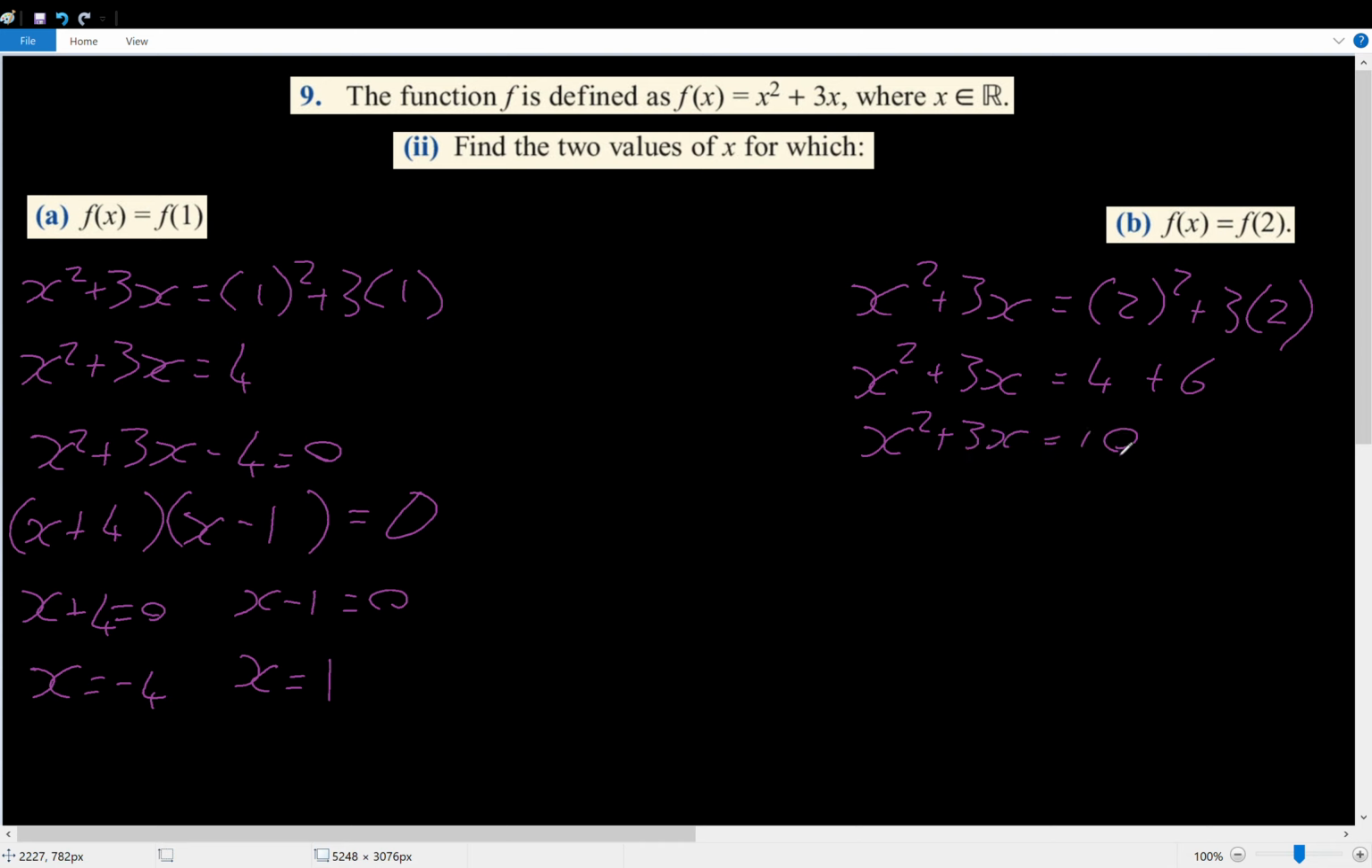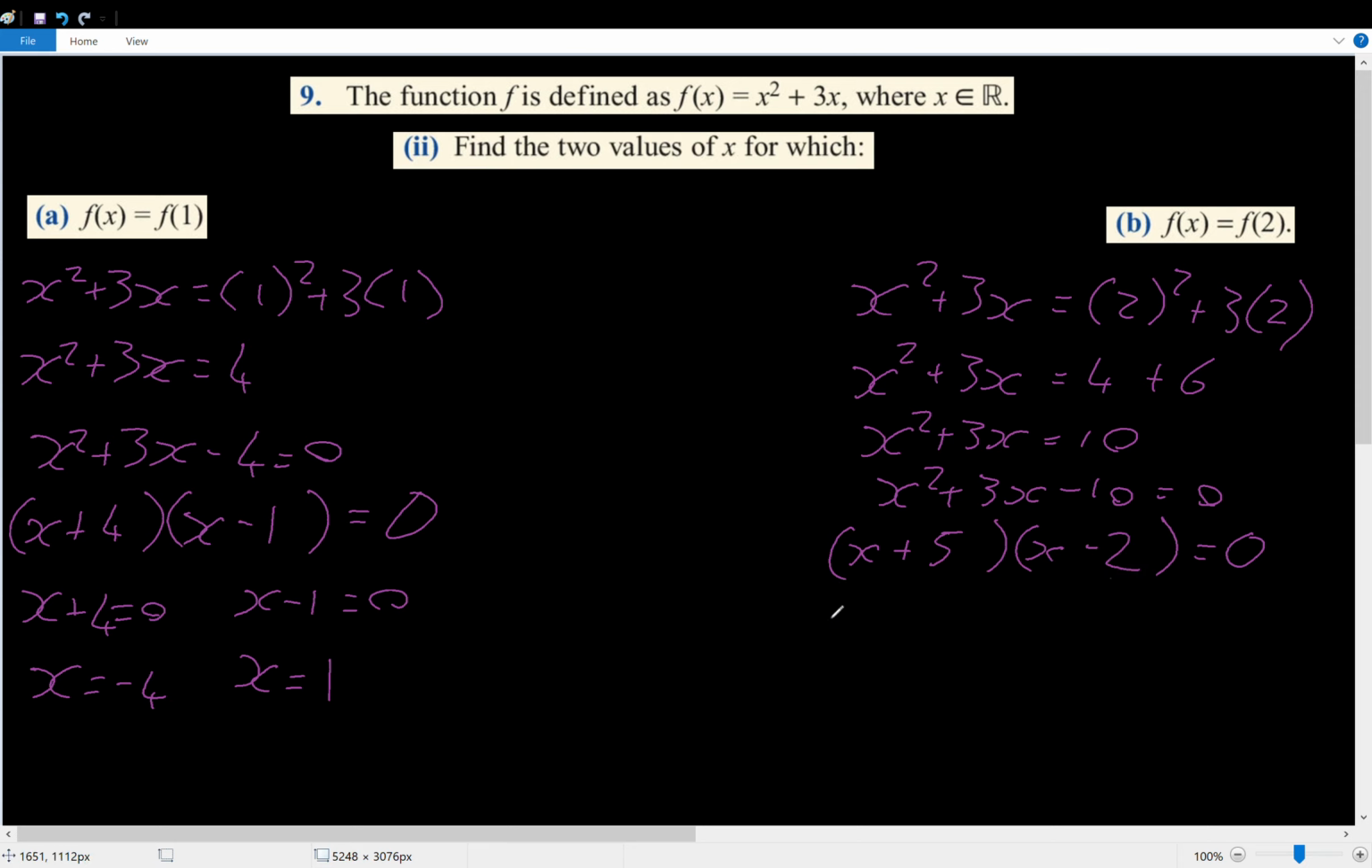Same as before, we're going to bring the 10 over so that everything's on the left hand side. So we've got x squared plus 3x minus 10 is equal to 0. And now we're going to factorize this quadratic expression. So we put down brackets, like so. We still have our equal to 0 at the end. The first term in each bracket are going to be factors of x squared, so we're going to have x and x. And our second term in each bracket are going to be factors of minus 10 that sum up to 3. So that's going to be plus 5 and minus 2.